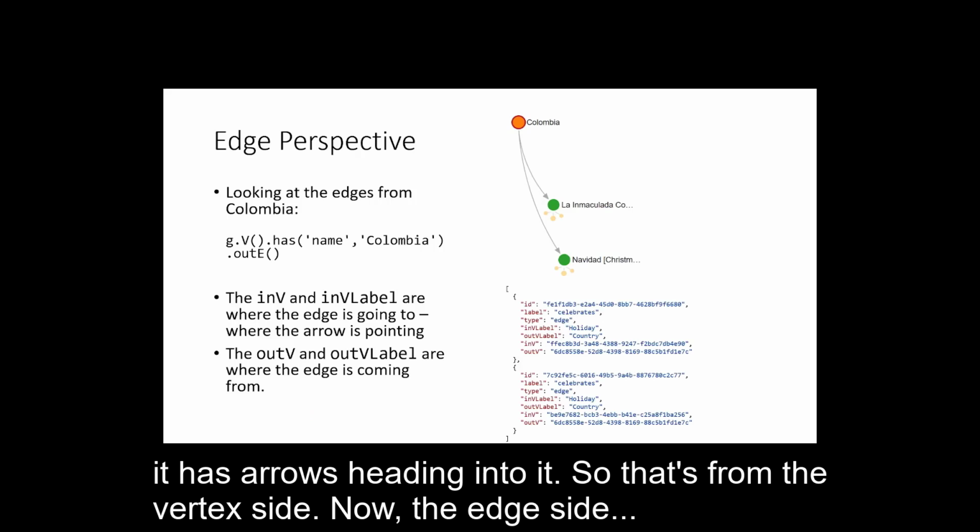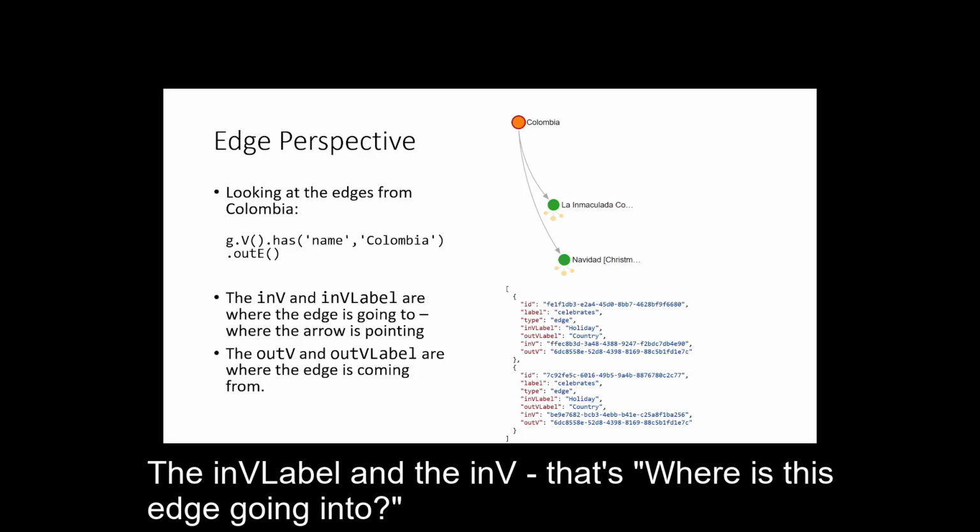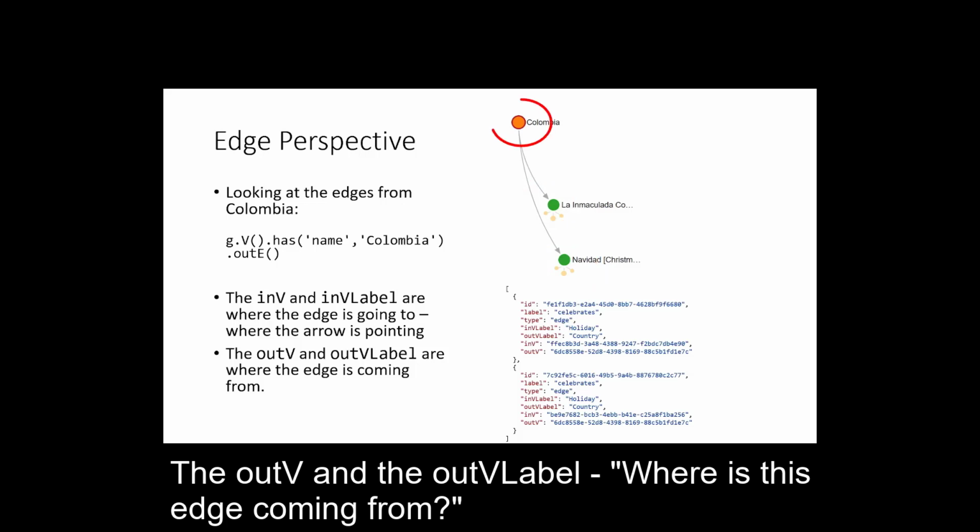Now the edge side, the inV and inV label go together, and the outV and the outV label go together. The inV label and the inV, that's where is this edge going into? The outV and the outV label, where is this edge coming from?